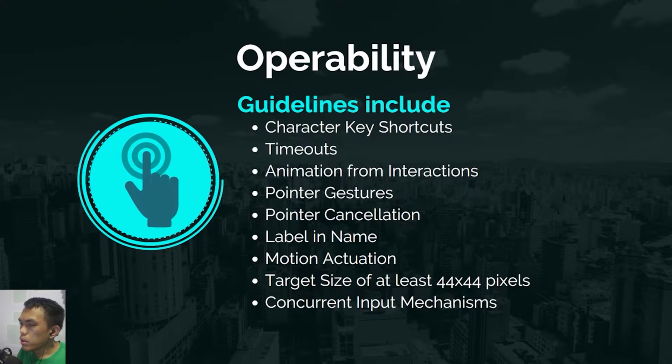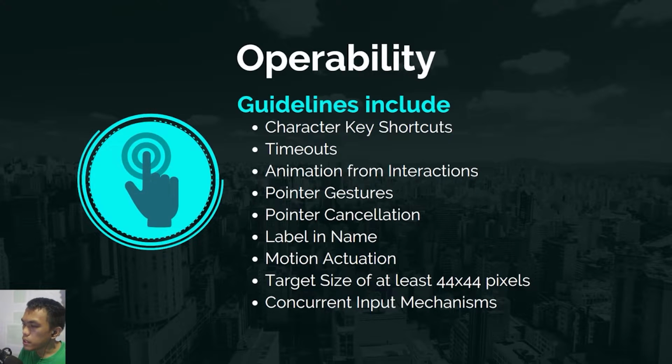Guidelines for an operable interface include the use of character key shortcuts, and timeouts, where websites must inform users of how much time they have before inactivity leads to data loss, unless the time limit is longer than 20 hours. Also animation from interactions, pointer gestures, and pointer cancellation, where users must be able to easily cancel an accidental down event such as a click, tap, or long press.